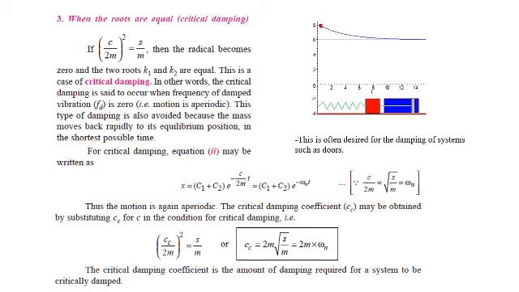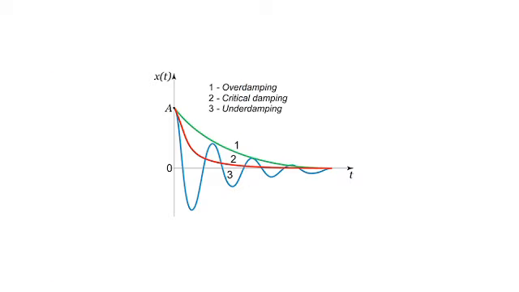So we have seen the three conditions for damped vibration as overdamping, critical damping and underdamping, from which underdamping is most preferable in various applications. That is the third condition shown by the blue graph. By the red graph I have shown critical damping, and by the green graph I have shown overdamping.